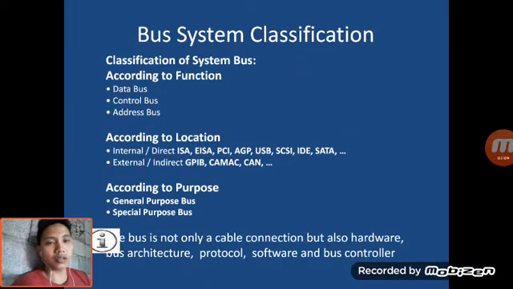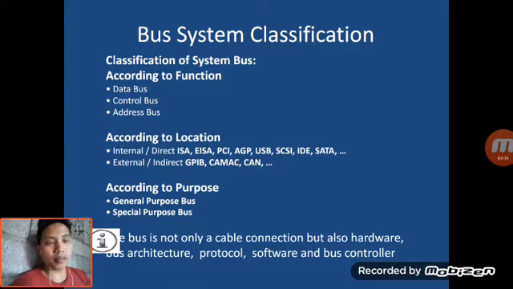Bus system classification. According to function: data bus, control bus, and other buses. According to location, internal or direct. Examples of this are ISA, EISA, PCI, AGP, USB, SCSI, IDE, and SATA. Another one, according to location, external or indirect. Examples of this are GPIB, CAMAC, and CAN.